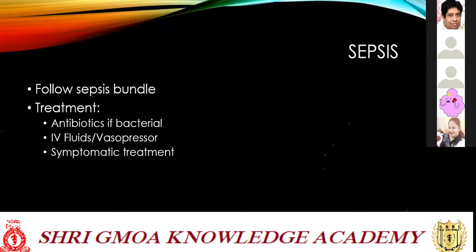So start antibiotics as early as possible, IV fluids. If MAP is less than 60, start vasopressors. The symptomatic treatments, as I said, sometimes you can use hydrocortisone, bronchodilators as a symptomatic treatment. The most important thing is recognition and treating as early as possible. I mean, if you are late, then it's very difficult to get rid of the problem, even with enough facilities.